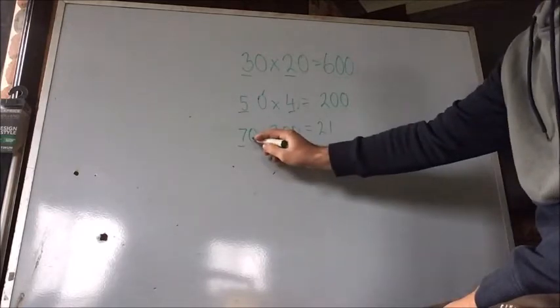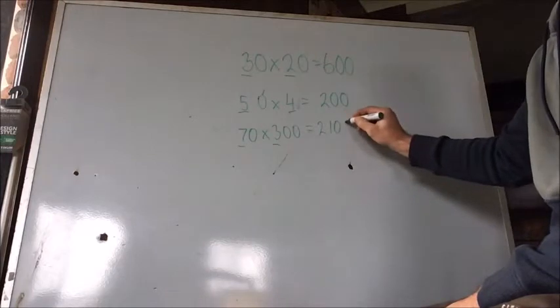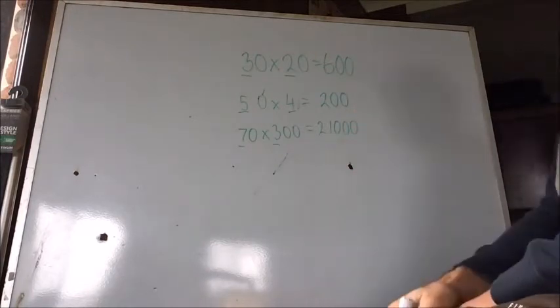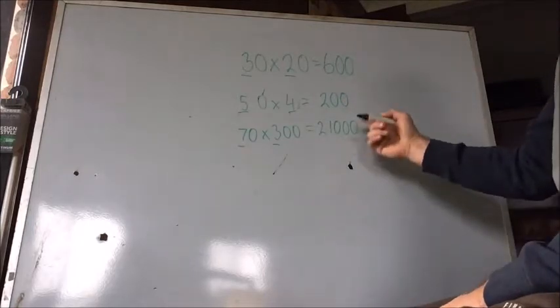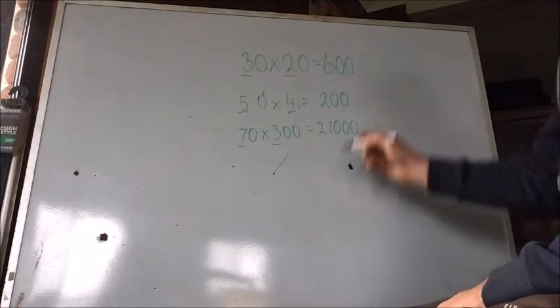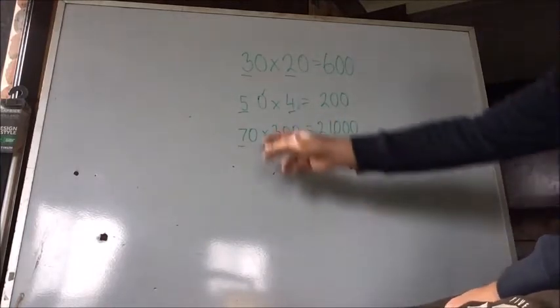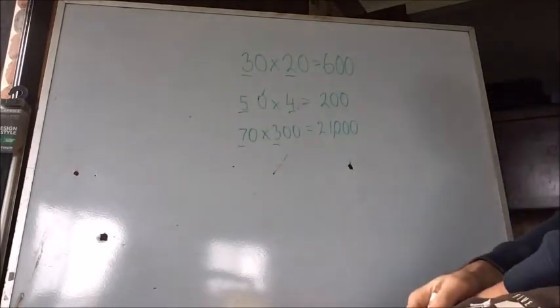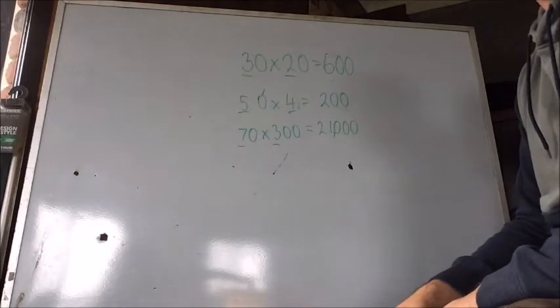How many zeros do I have? I have 1, 2, 3. And then, as we know, if we want to put a comma to separate, we've got to go in 3s. We go 1, 2, 3, put a comma there. So 70 groups of 300 is the same as 21,000.